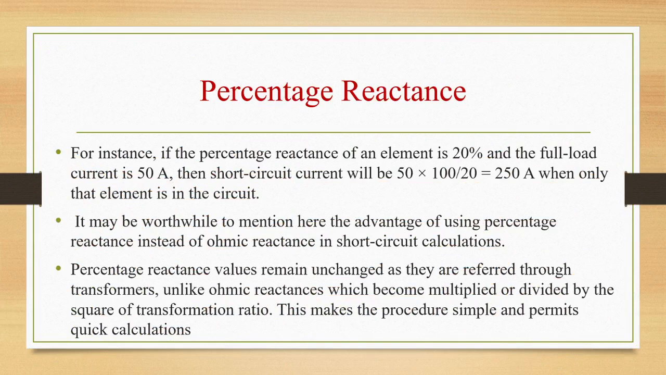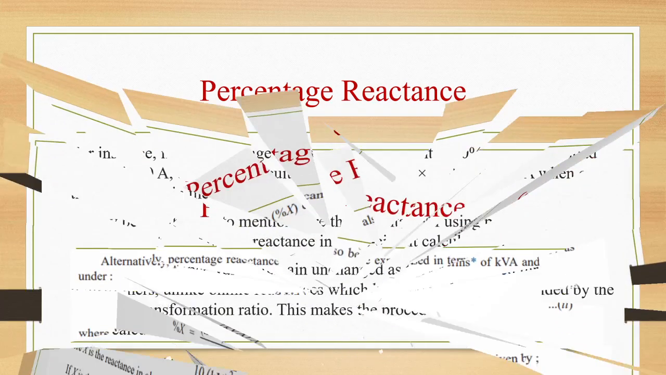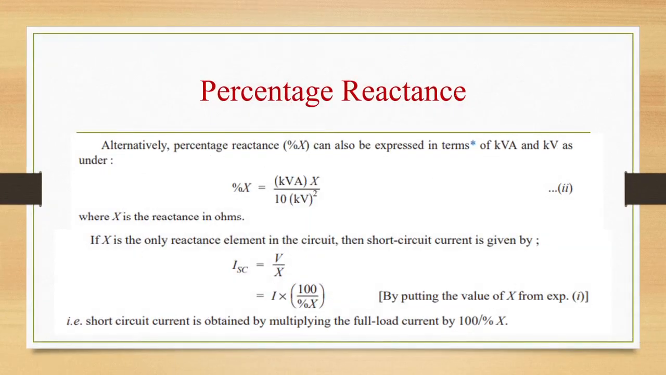Percentage reactance. If the percentage reactance of an element is 20% and full load current is 50 amps, then short circuit current will be 50 into 100 by 20. So when we substitute in this formula, ISC is I into 100 by percentage X.